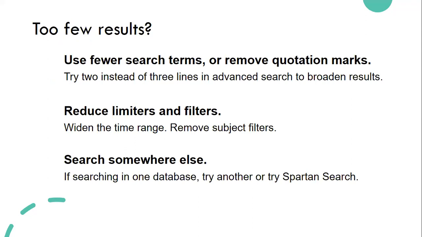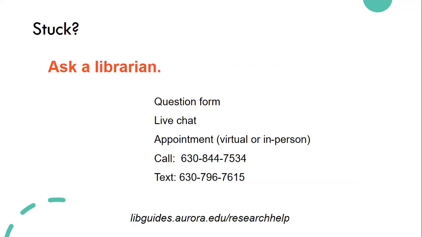Some other things you can do is use fewer search terms or even remove quotation marks, especially if you have it around a longer phrase. You can reduce your limiters or your filters, widen that range for the publication time, remove a filter for subjects or whatever may help you. And try searching somewhere else, especially if you are searching in an individual database. Try a different database or try Spartan Search, which will give you more results.